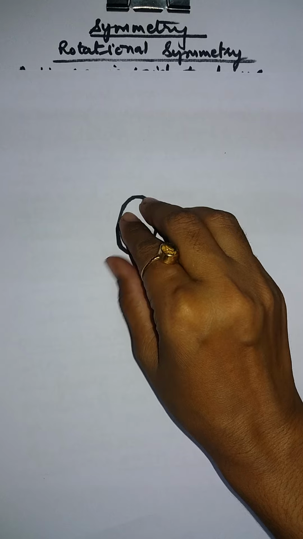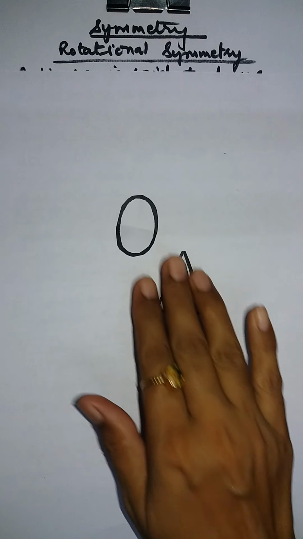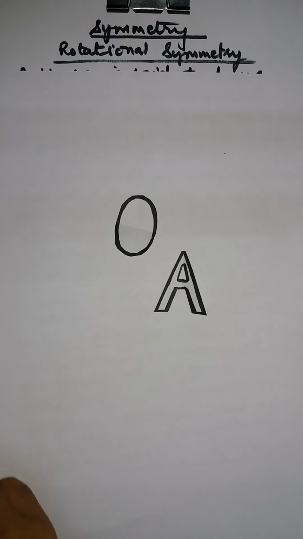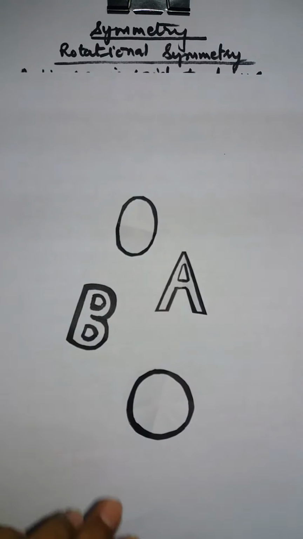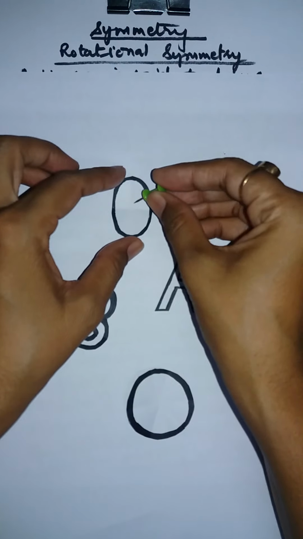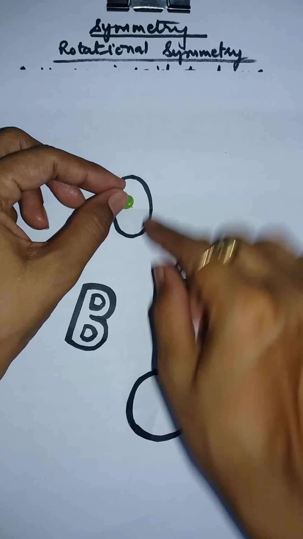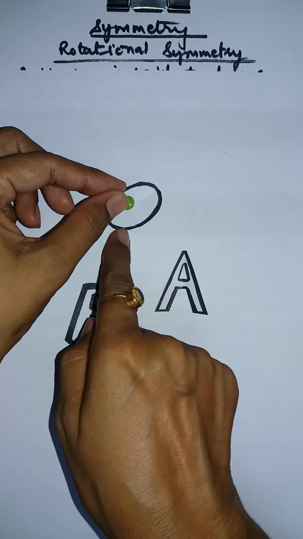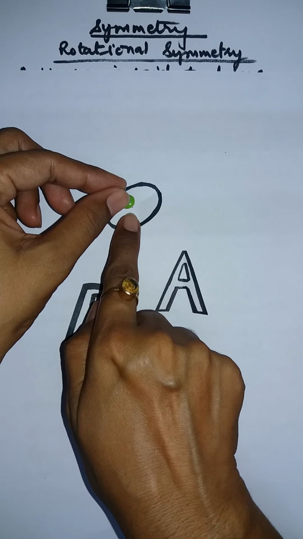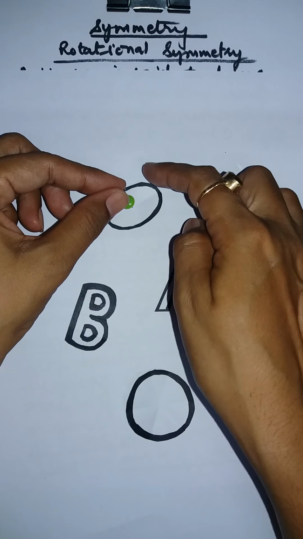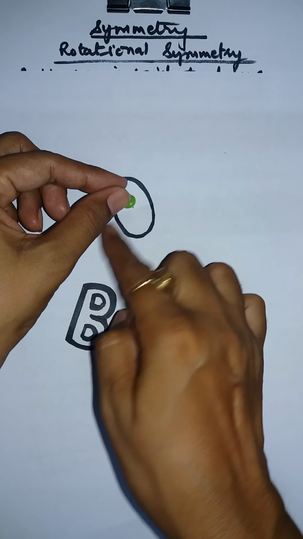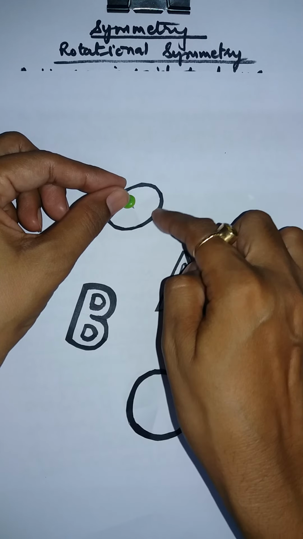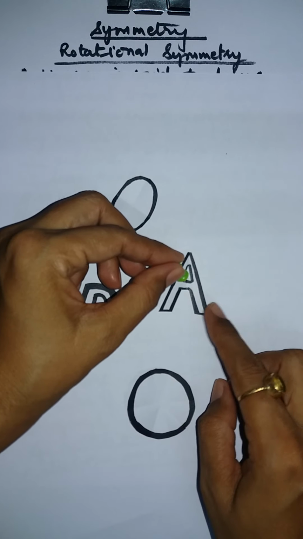And it can be clockwise or anti-clockwise. For example, if we observe these pictures, and we hold this thumb pin and we start rotating this about this point. So this point is the center of rotation, and it can be rotated clockwise direction and in the anti-clockwise direction as well. We can see here also.